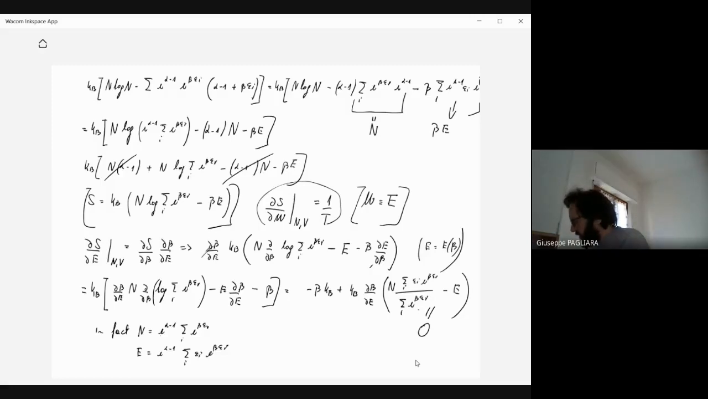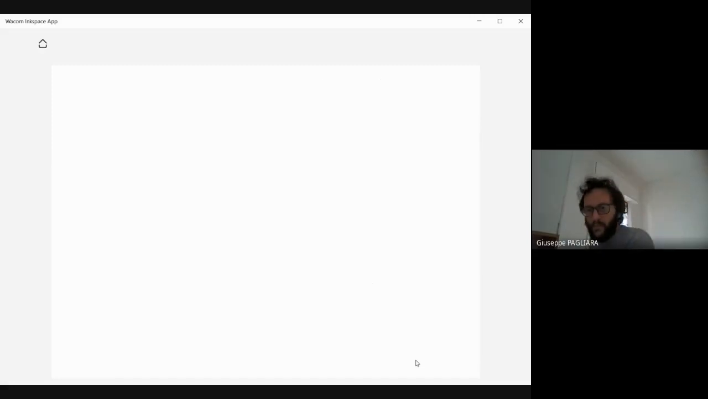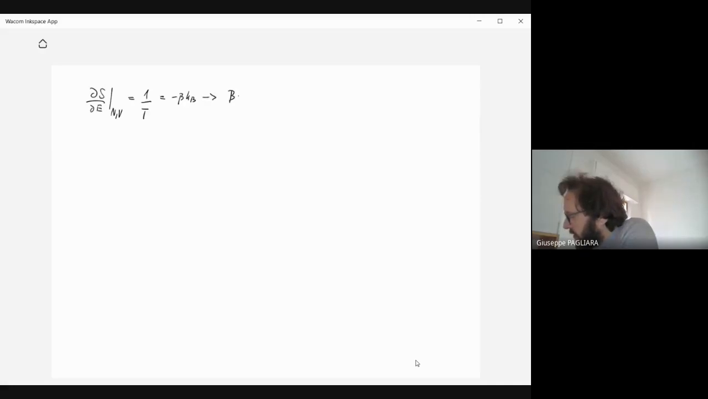from which I conclude that 1 over T, since what I'm computing is the derivative of S with respect to E at fixed number of particles and fixed volume, which is 1 over the temperature, is equal to minus beta, from which beta is equal to minus 1 divided by kBT.